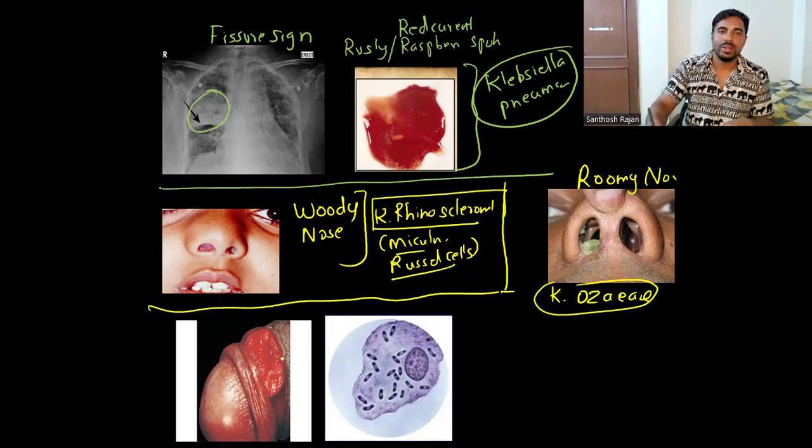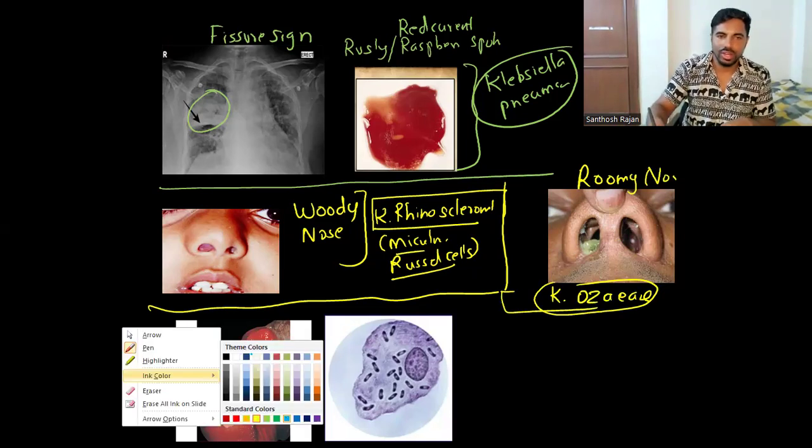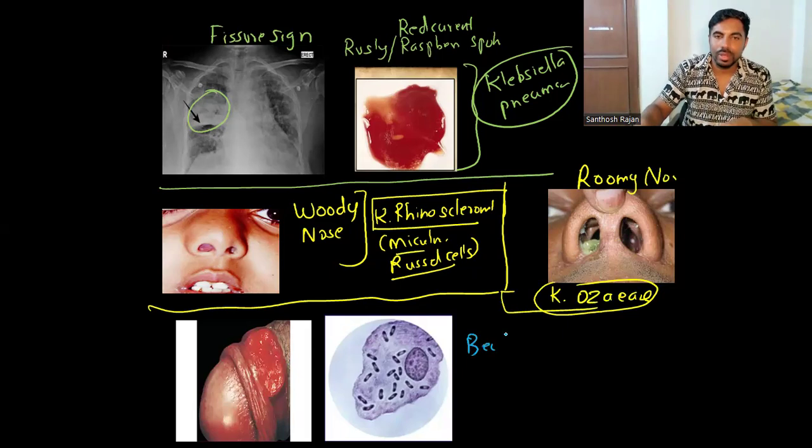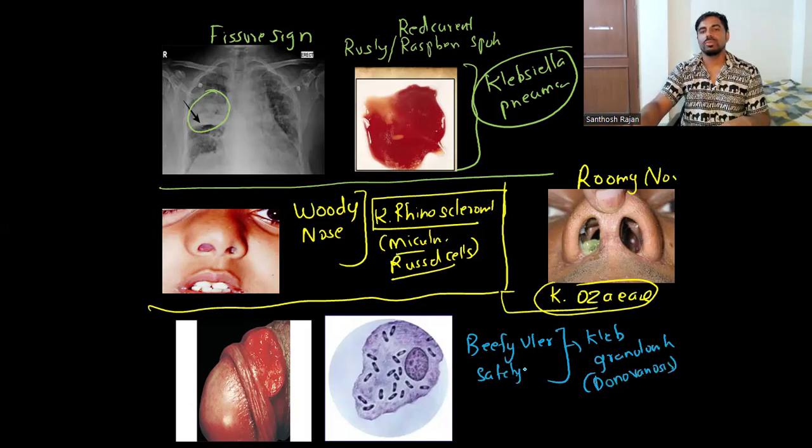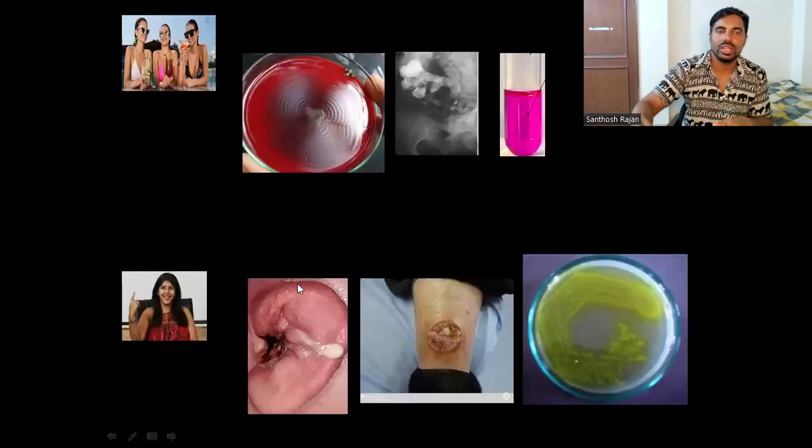Okay, foul smelling crust. This is the next one. This is a different STD causing Klebsiella. You might be guessing already. So this is a beefy ulcer. Painless, beefy ulcer, no pain. That is Klebsiella granulomatis, I mean safety pin. This is causing what? Donovanosis. Beefy ulcer, safety pin appearance, donovanosis. That's it, Klebsiella granulomatis. Seeing the picture, you can tell immediately.